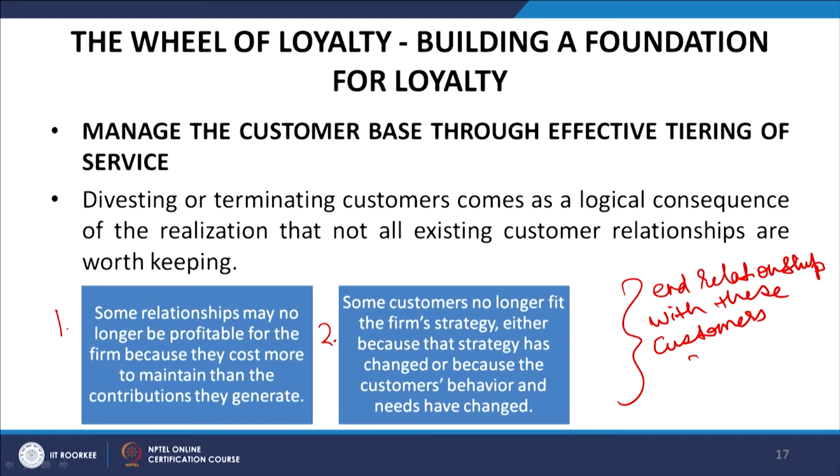Then there will be another category that will move from lead to iron, and then there will be some potential customers, new customers who are first in this lead segment, and then obviously they are either moved out or moved up, and then new customers come and the cycle continues.